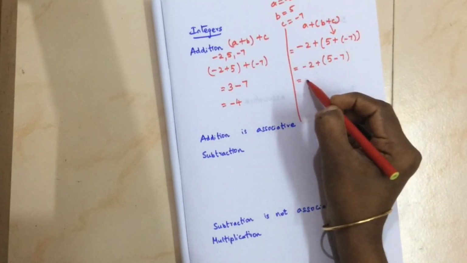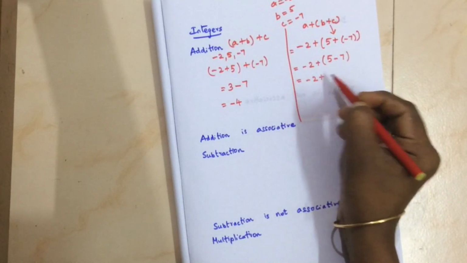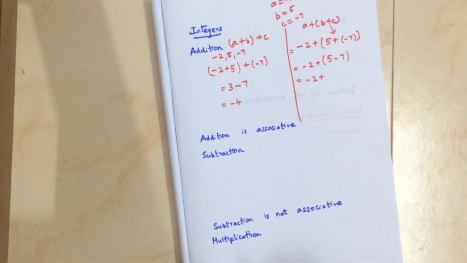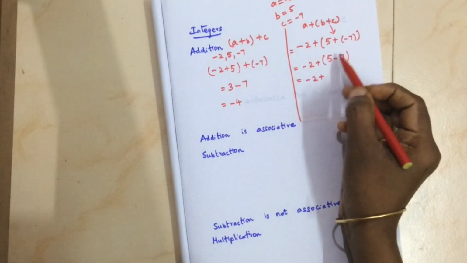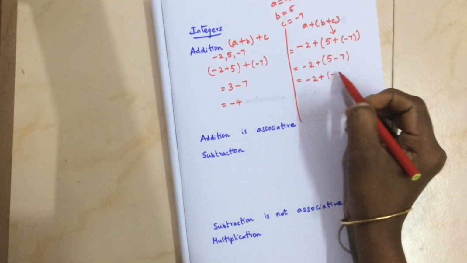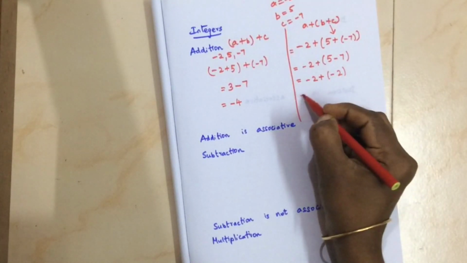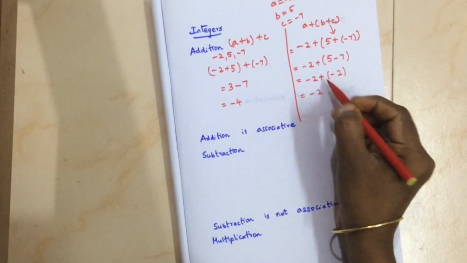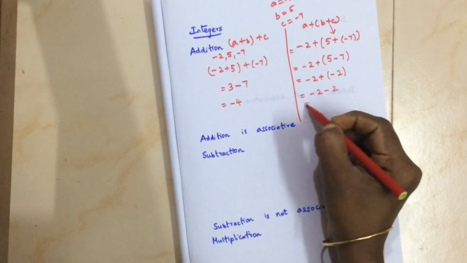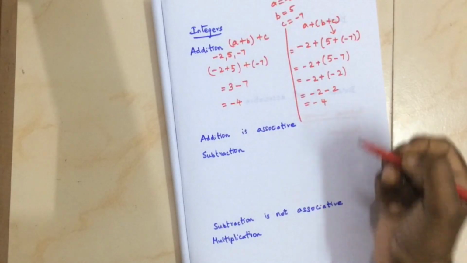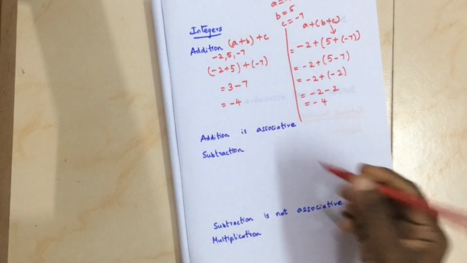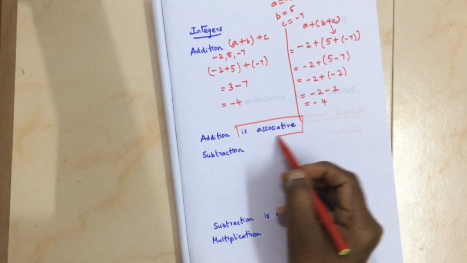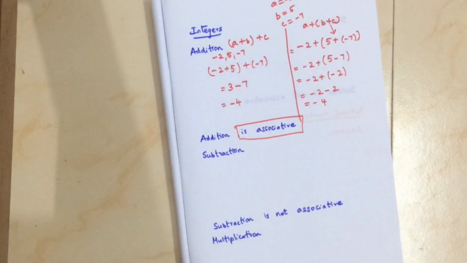That is equal to minus 2 plus, what is 5 minus 7? 5 minus 7 is 7 minus 5, which is 2. Since 7 is the greater number, I have to put minus 2. So minus 2 plus into minus, minus 2, that is equal to minus 4. You can see for addition, here you are also getting minus 4. So addition is associative for integers.